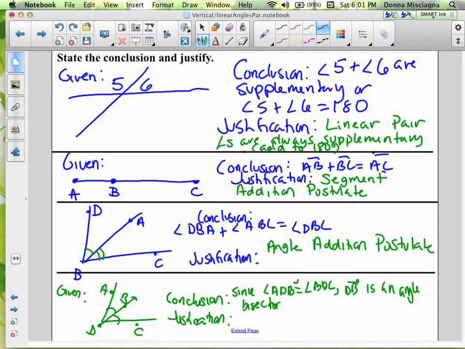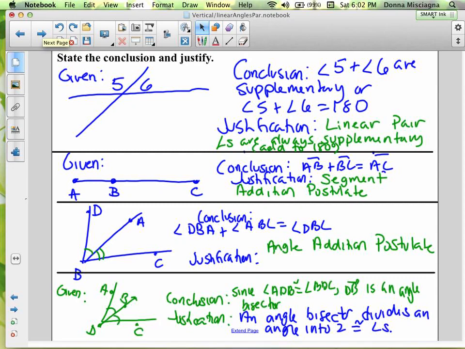But it would be a fair conclusion to now know that ray DB would have to be an angle bisector, because we know an angle bisector divides an angle into two congruent angles. That's something we know. All right, so these are just some examples of how we use our definitions, postulates, and theorems to be able to justify conclusions we make from given information.